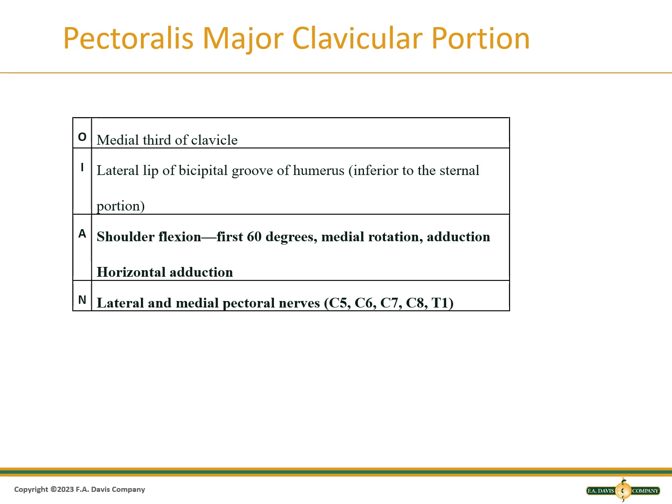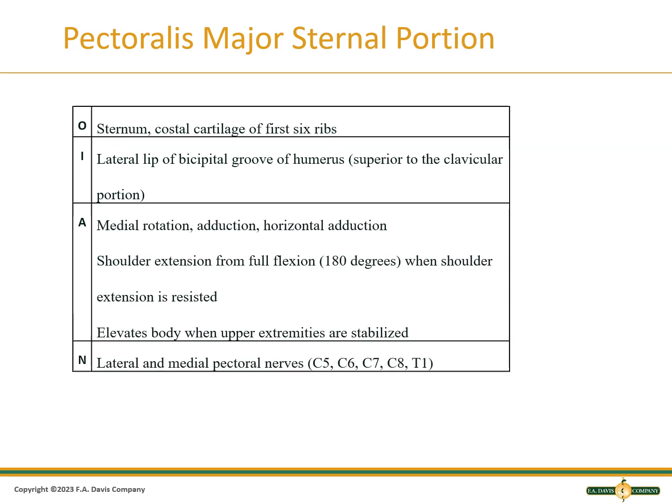The clavicular portion of pectoralis major causes shoulder flexion in the first 60 degrees, medial rotation, and adduction. It also can cause horizontal adduction. It is innervated by the lateral and medial pectoral nerves. Pectoralis major, the sternal portion, comes from the sternum and the costal cartilages of the first 6 ribs, and inserts on the lateral lip of the bicipital groove of the humerus superior to the clavicular portion. So if you remember, I talked about how those cross. We've got one starting high and inserting low. The sternal portion starts low and inserts high. It causes medial rotation, adduction, and horizontal adduction.